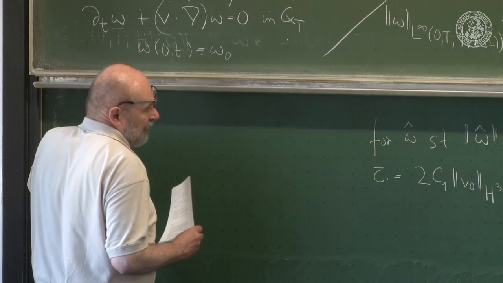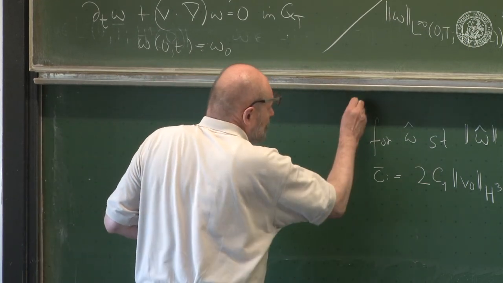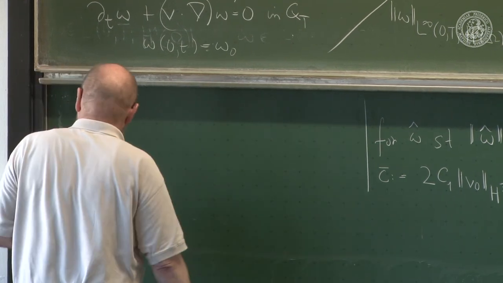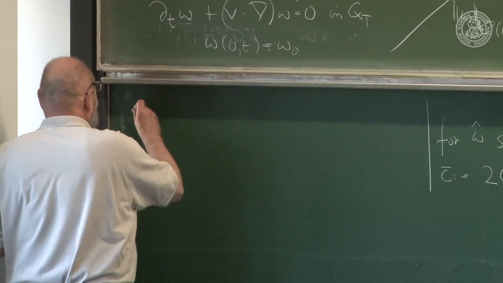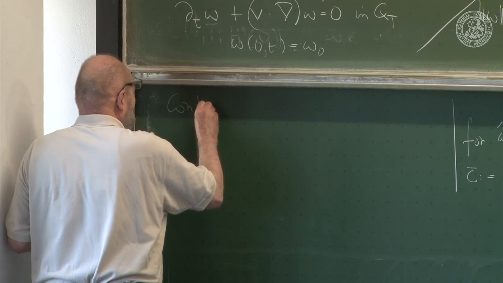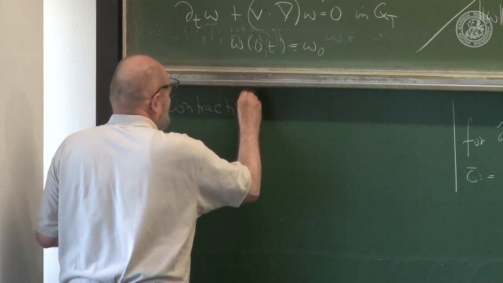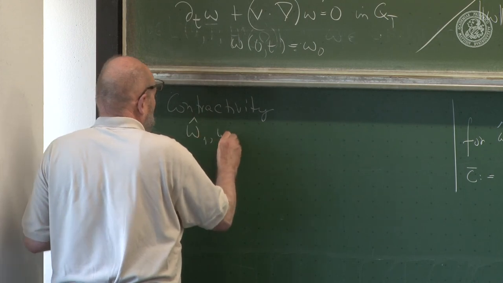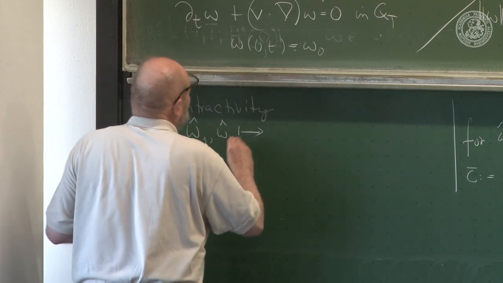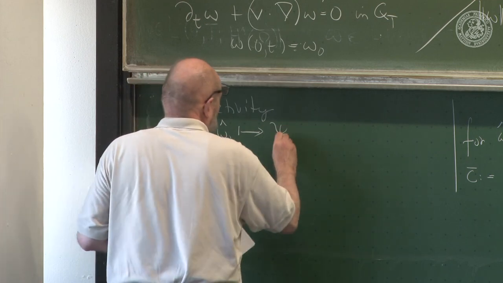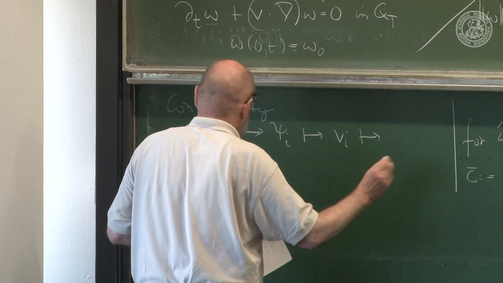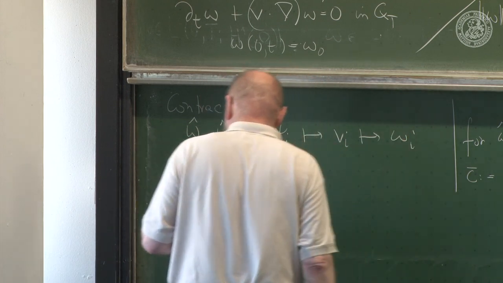Maybe I write it in this form. That was a little bit stupid. Actually, there are four blackboards. Okay. So we need the contractivity. So we have an omega hat 1, omega hat 2, which goes over to the corresponding psi i terms, goes over to the V i terms, goes over to the W i terms.